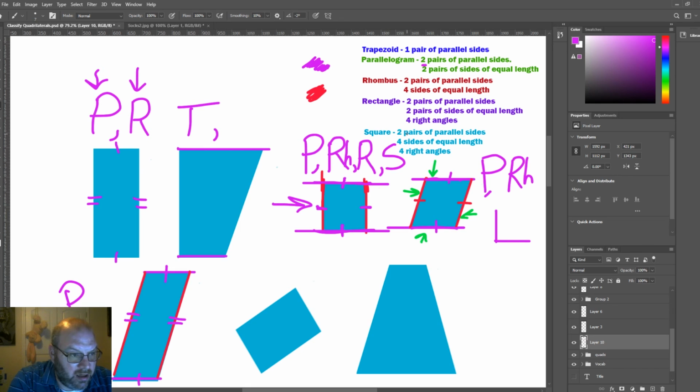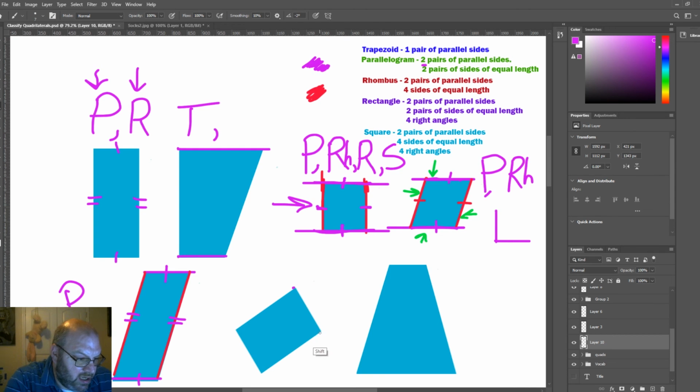Is it a square? Two pairs of parallel sides. Four sides of equal length? Well, we don't have four sides of equal length. Okay, so it's just a parallelogram. Let's look at this next one. We're moving faster now, right? We're kind of getting it.